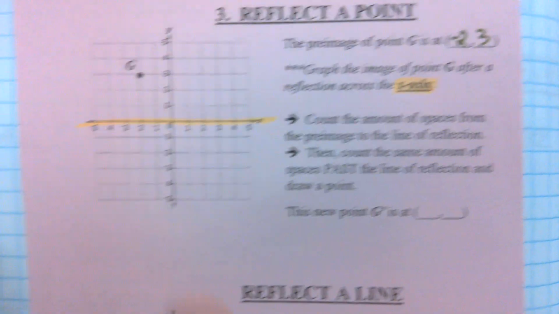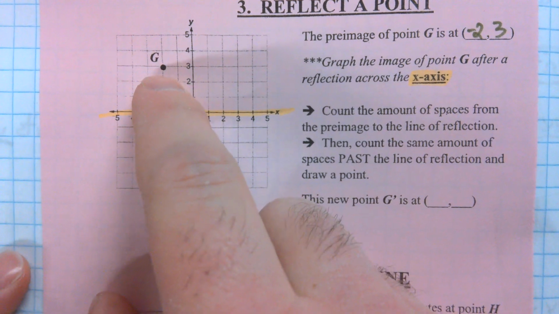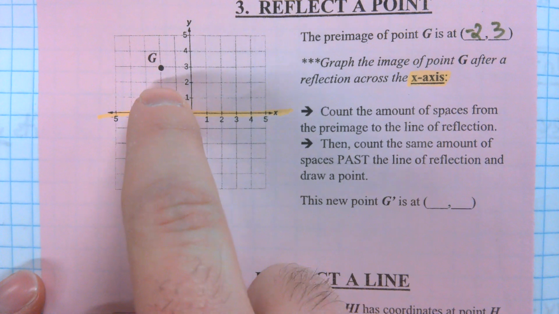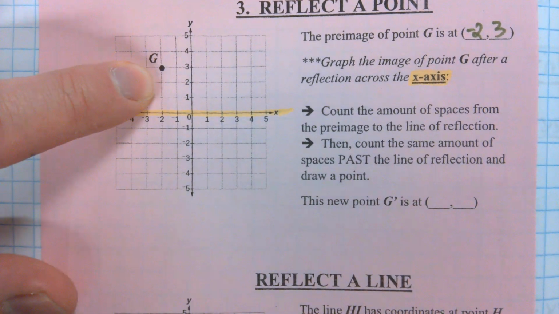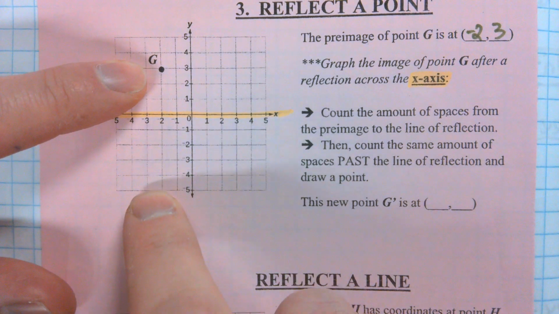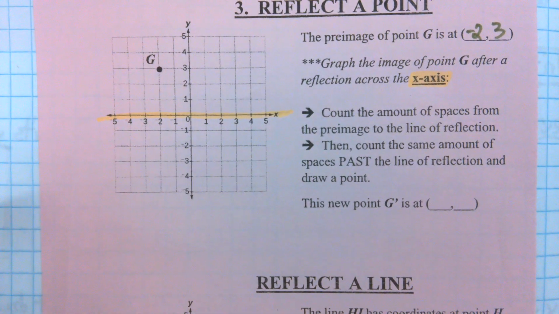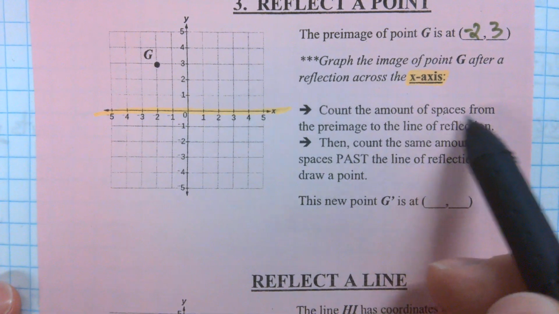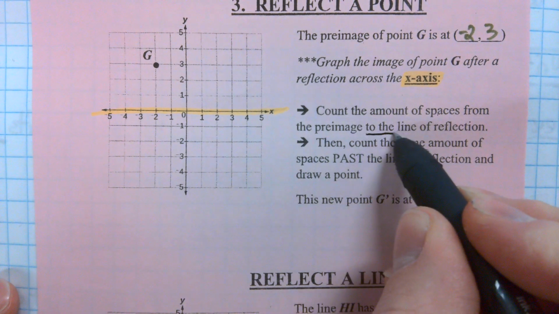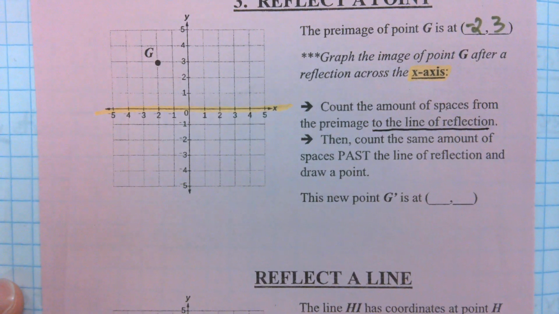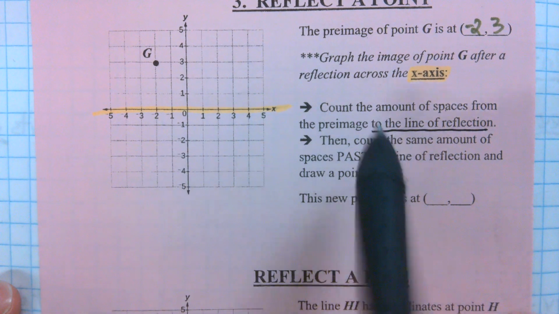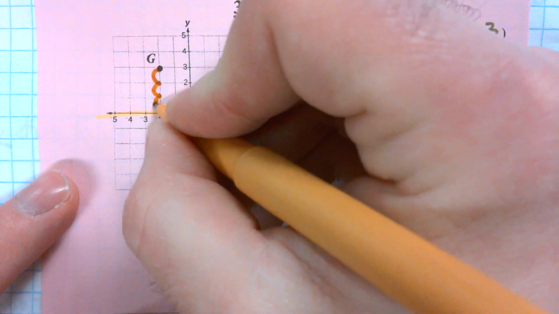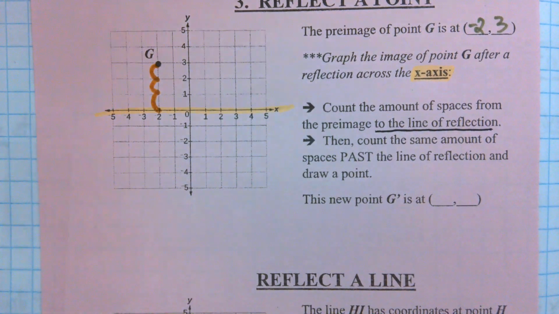Here's how we're going to do that. We can imagine that this point G is your fingertip. Here's the mirror. So if you're holding your fingertip 1, 2, 3 inches away from the mirror, on the other side of that mirror, it's going to be reflected equally. So we're going to go from point G. The first thing we need to do is count the amount of spaces from the pre-image to the line of reflection. My x-axis is my line of reflection. So I'm going to count 1, 2, 3 spaces until we hit that line.